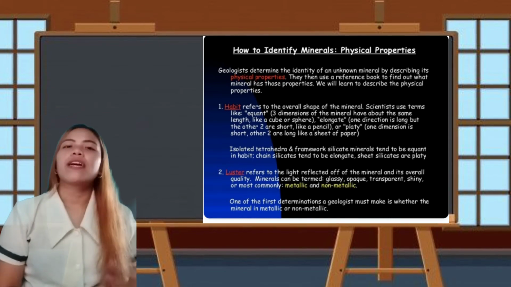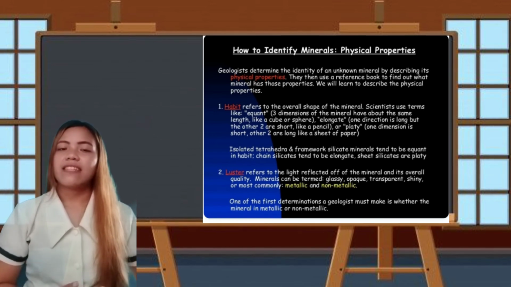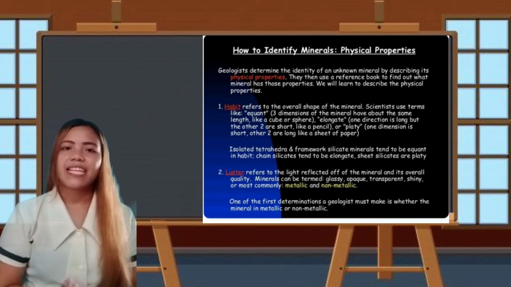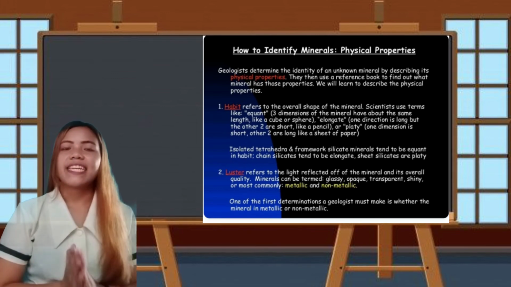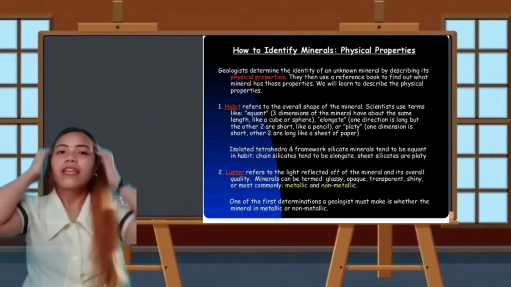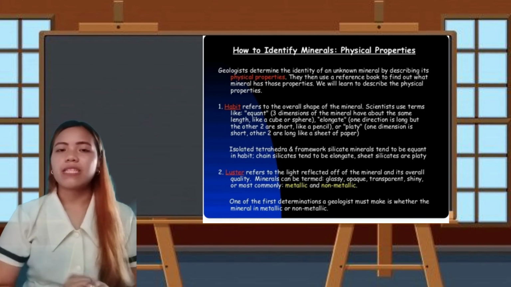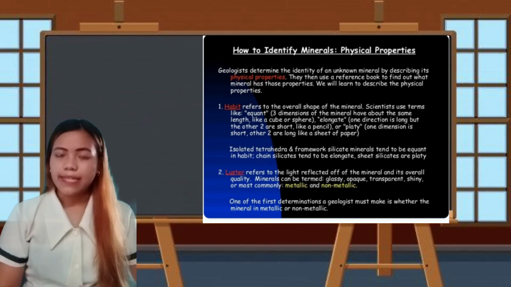Number 2, the luster. It refers to the light reflected off the mineral and its overall quality. Minerals can be described as glassy, opaque, transparent, shiny, or most commonly metallic and non-metallic. One of the first decisions geologists must make is whether the mineral is metallic or non-metallic.